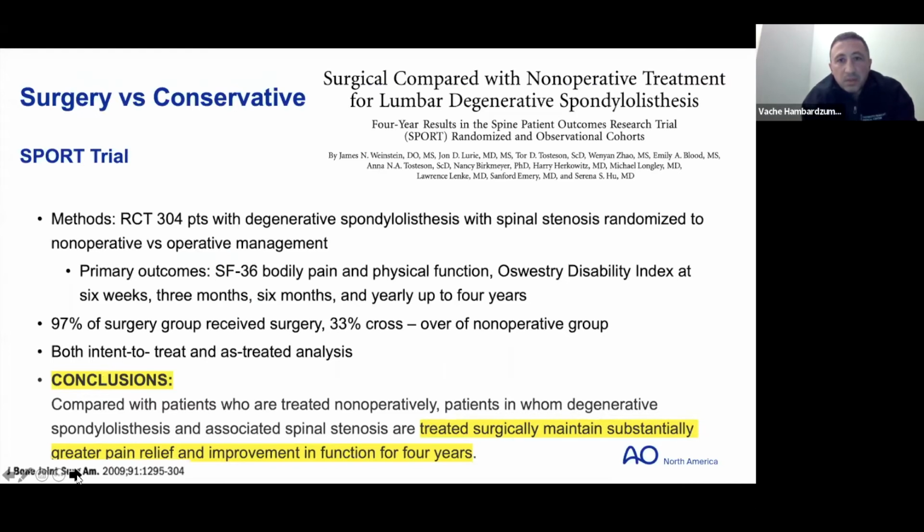One of the first questions was whether surgical or non-surgical treatment is better. This is a study from the very famous SPORT trial, published in 2009 in JBJS. In this study, the authors concluded that patients with lumbar degenerative spondylolisthesis treated surgically did much better at 4 years, and they maintained substantially greater pain relief and improvement when compared with non-surgical treatment. Next slide, please.